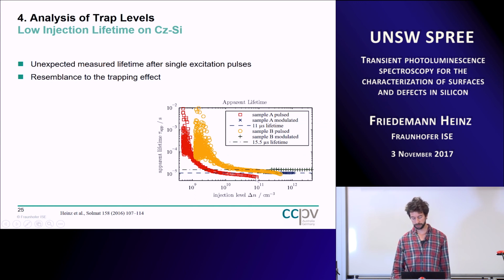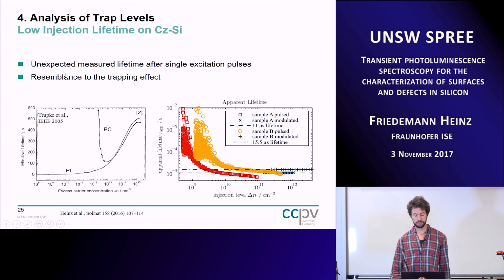For example, here two different samples, measured with modulated photoluminescence in quasi-steady state, and then with transient measurements. So with pulse excitation, we first underestimate the lifetime, and then we strongly overestimate the lifetime for low injection conditions. And this resembles quite much the trapping effect. So we had this curve here before, where trapping leads to apparently high lifetimes at low injection for photoconductance. But now this is interesting, because trapping shouldn't affect photoluminescence. So let's go a bit into detail with this.